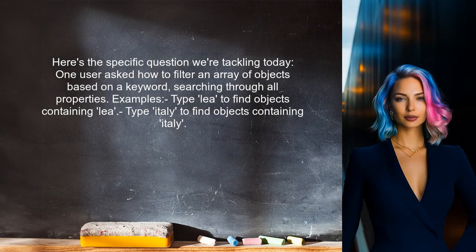Here's the specific question we're tackling today. One user asked how to filter an array of objects based on a keyword, searching through all properties. For example, if they type Leia, they want to find any object that contains Leia in any of its properties. If they type Italy, they want to see all objects that include Italy. Let's dive into this and find a clean solution.